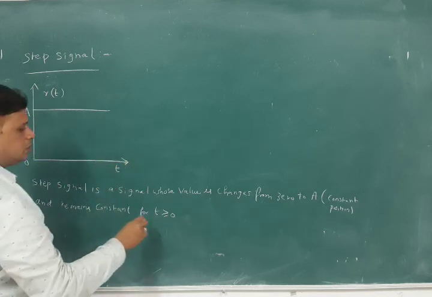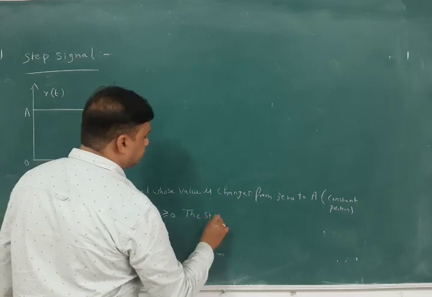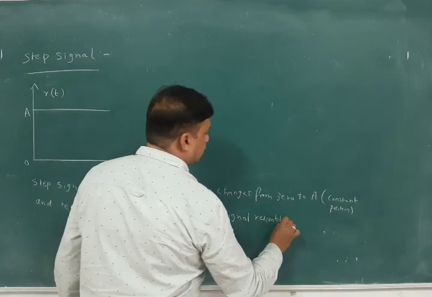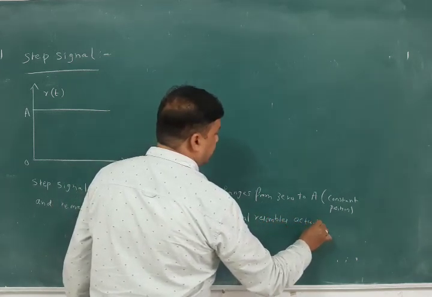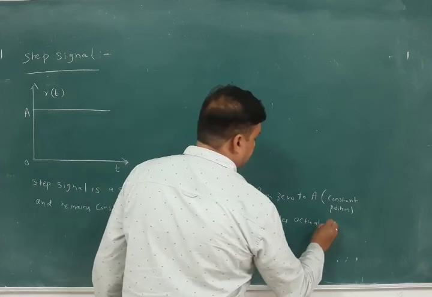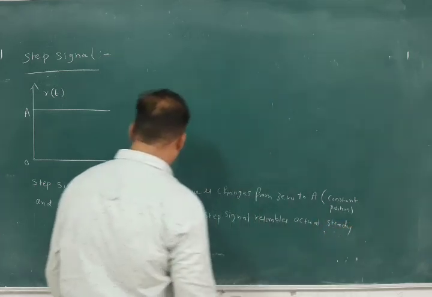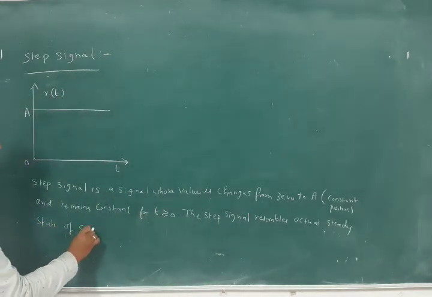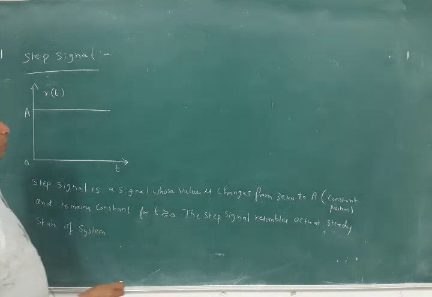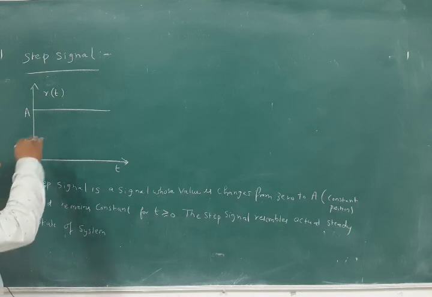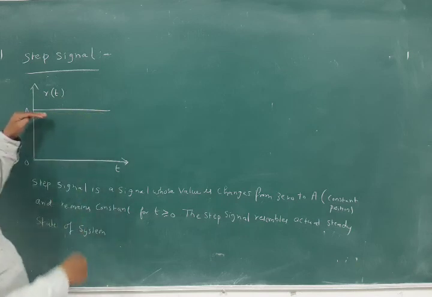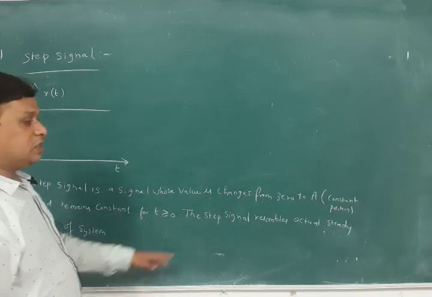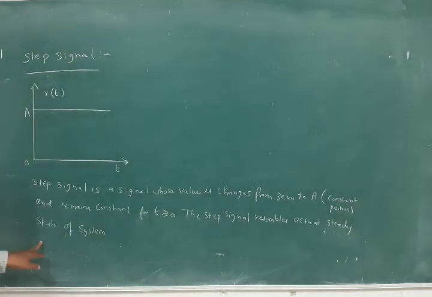The step signal resembles the actual steady state of the system. In this step signal, we can observe that it resembles one actual steady state of the system, like a steady position or a steady signal. So we can say that the step signal resembles the actual steady state of the system.